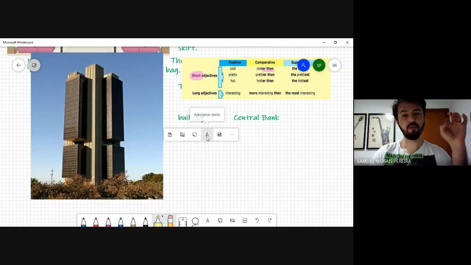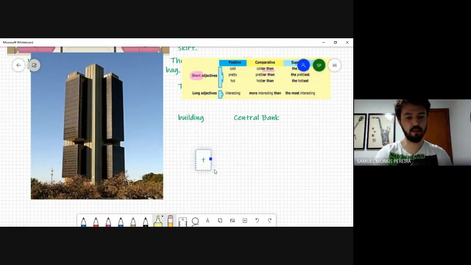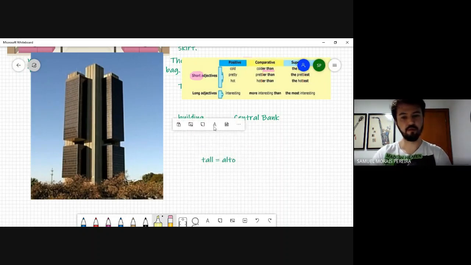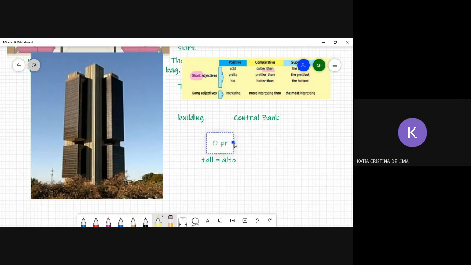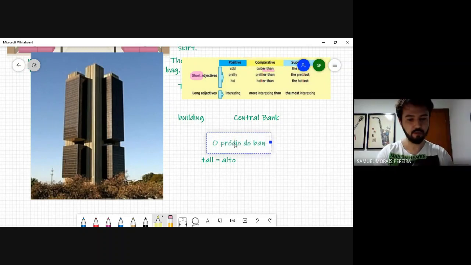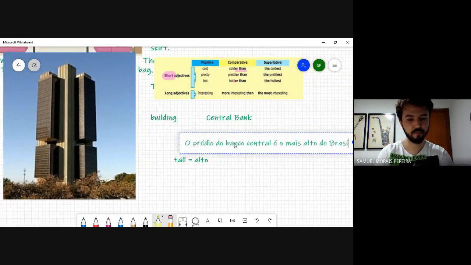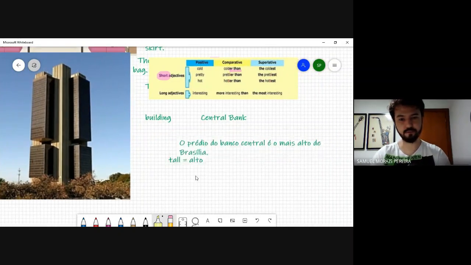So, Kátia, how do I say? O prédio do Banco Central é o prédio mais alto de Brasília, sabendo que alto em inglês é tall. Ó, eu vou escrever a frase aqui, ó. O prédio do Banco Central é o mais alto de Brasília. How do you say that in English, Kátia?